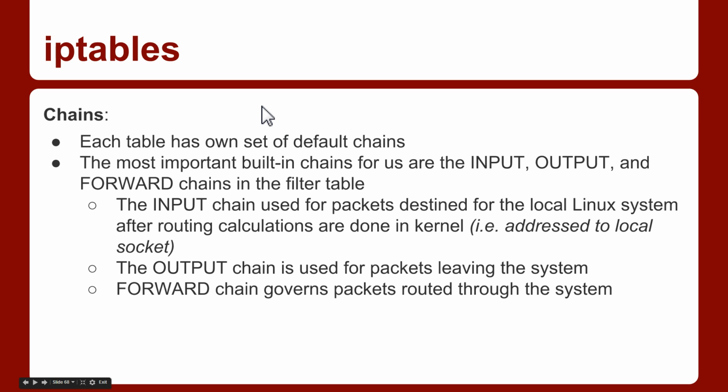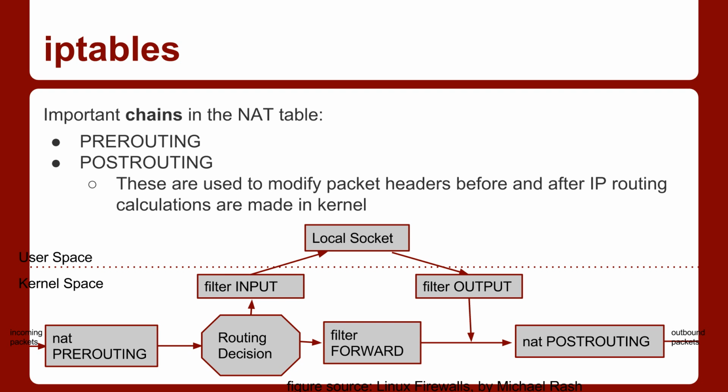So for instance, for the filter table, the following chains are going to be input, output, and forward, and I already covered this. And this is a good diagram. This diagram comes from the book Linux Firewalls by Michael Rash. Above the dotted line is user space, and below it is kernel space. This is effectively what's going on in netfilter, and iptables is basically doing this.